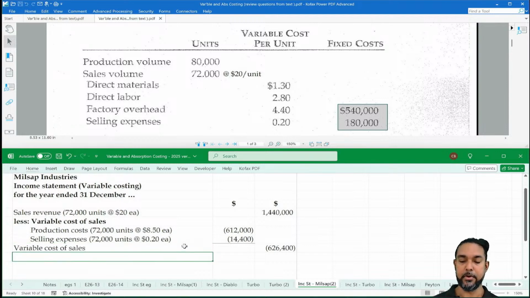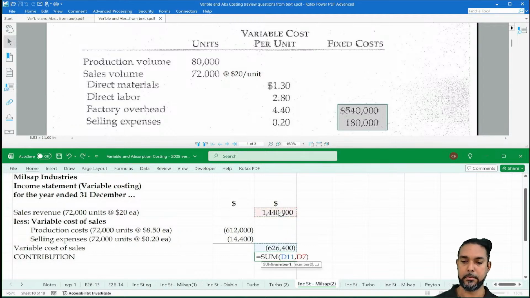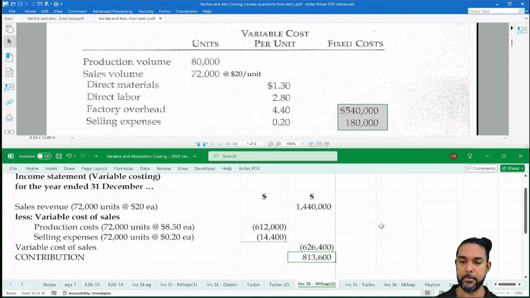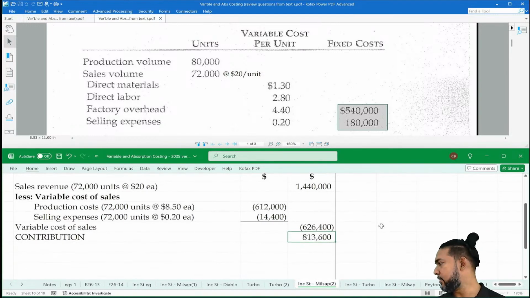And that's going to give me the contribution. So contribution. Let's scroll down a little bit and zoom in a bit more, so it might be easier on the eyes.